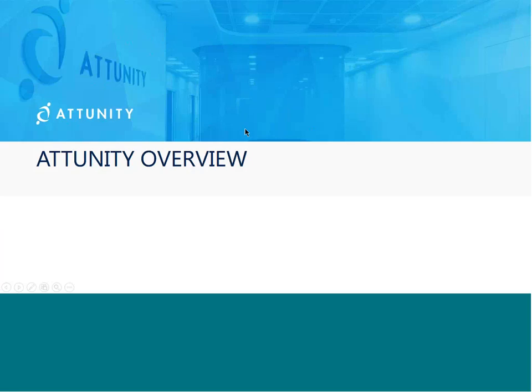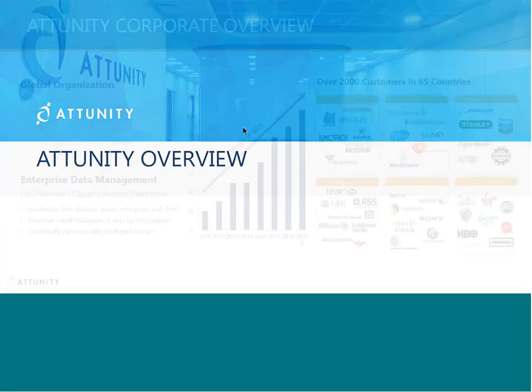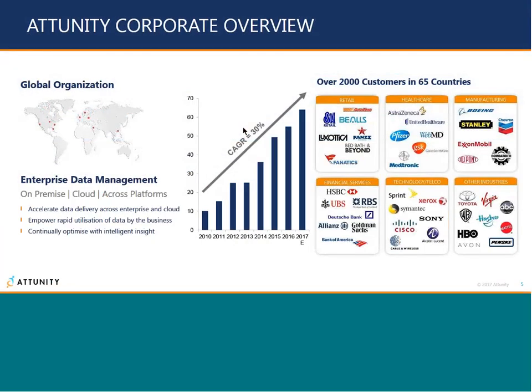Okay, so kicking off, who are Attunity? Attunity are a global organization based out of Burlington in Massachusetts in the United States, with an EMEA head office just outside London in Chertsey, and offices also in France and in Germany. We are a global software company, and we are growing about 30% year on year. And we have customers in some 65 countries. I think it's over about 3,000 customers now. And a large number of those customers are in the Fortune top 50 companies.